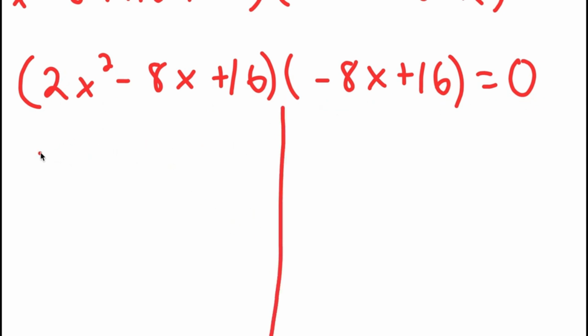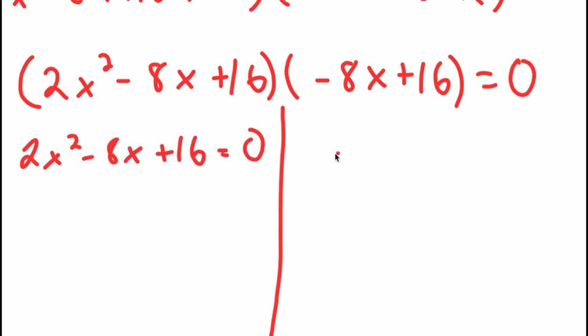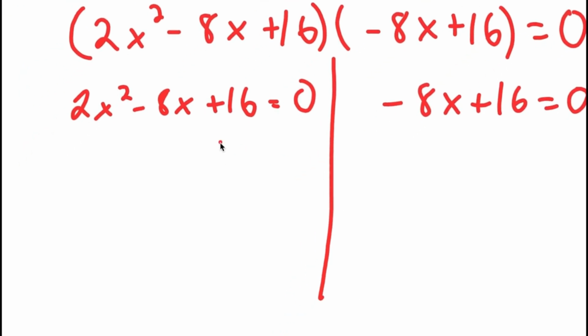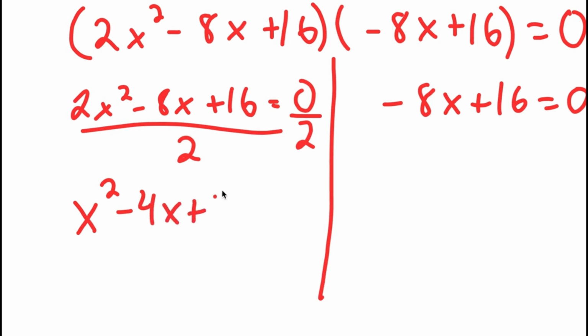This can be divided into two equations. I have 2x squared minus 8x plus 16 is equal to 0, and negative 8x plus 16 is equal to 0. So 2x squared minus 8x plus 16 is equal to 0. I'm going to divide both sides by 2. So now I get x squared minus 4x plus 8 is equal to 0.